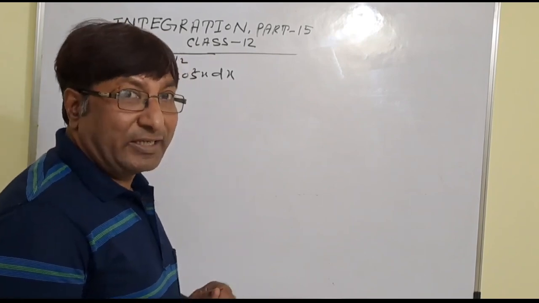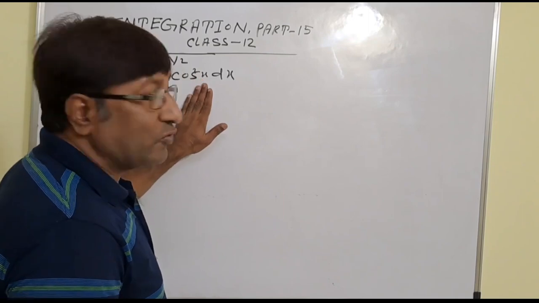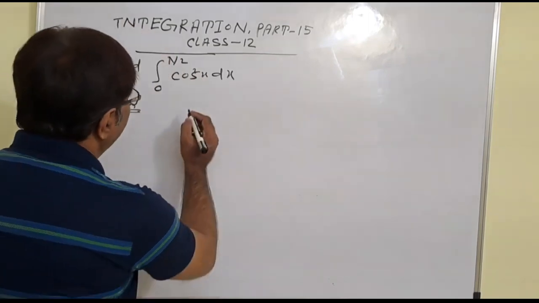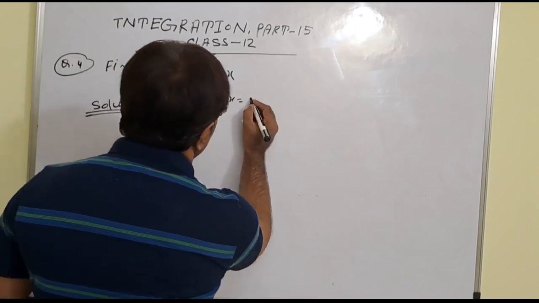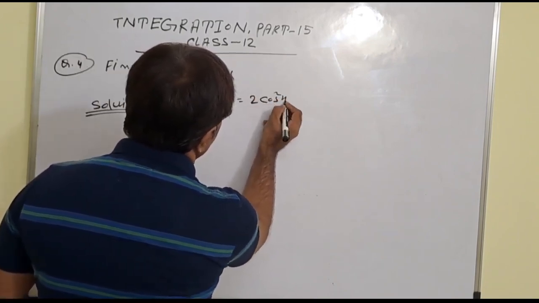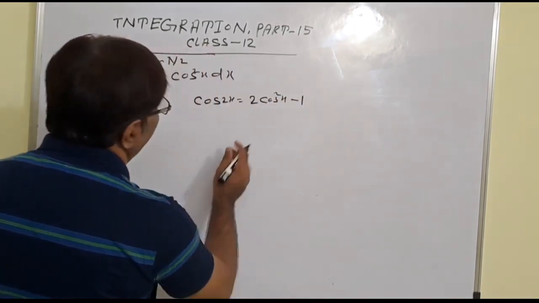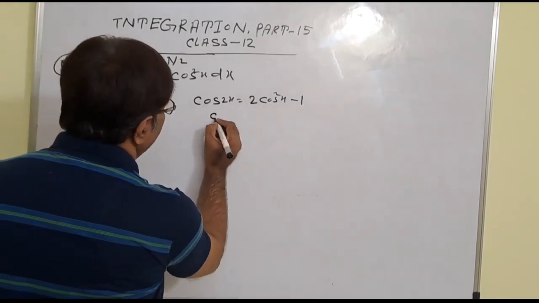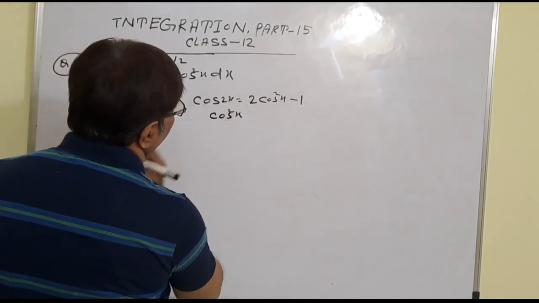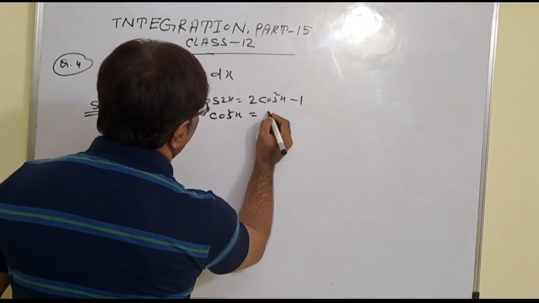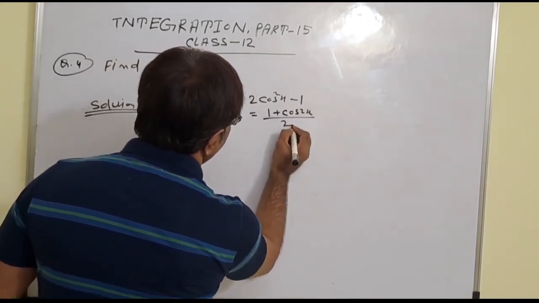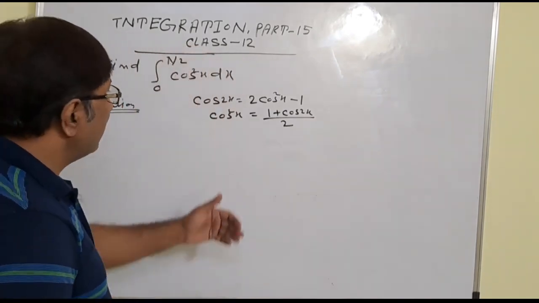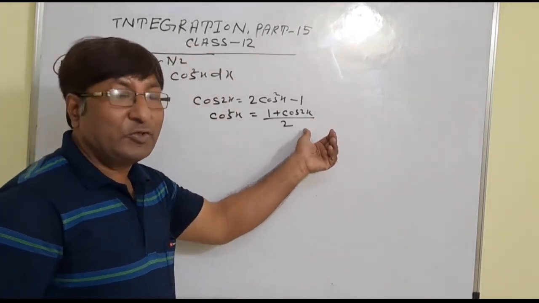So finding the integration of cos square x. So the simple technique is what? First we have to convert this cos square. So you know the formula, that is cos 2x equal to what? 2 cos square x minus 1. With the help of this formula, we can easily find cos square x. So cos square x will be what? 1 plus cos 2x by 2. Right? So cos square x is 1 plus cos 2x by 2.